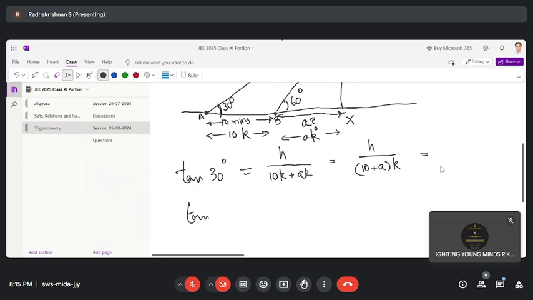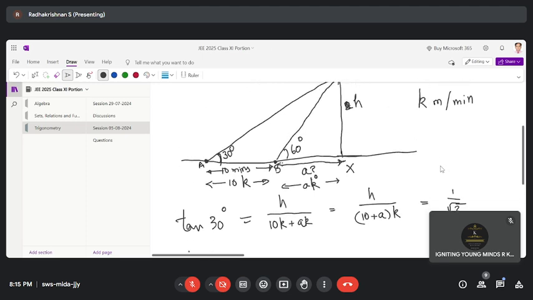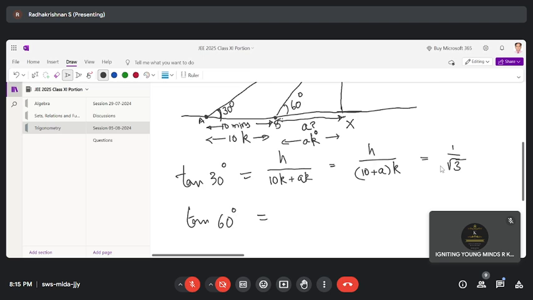Tan 30 degree? 1 by root 3. Why is everybody keeping quiet? Everybody knows this. This is 9th syllabus itself. Okay, so let's see somebody else say what is tan 60 degree? From the diagram, can somebody say what is tan 60 degree?